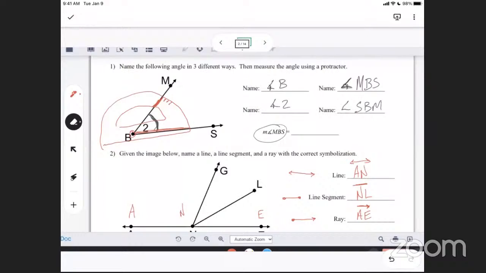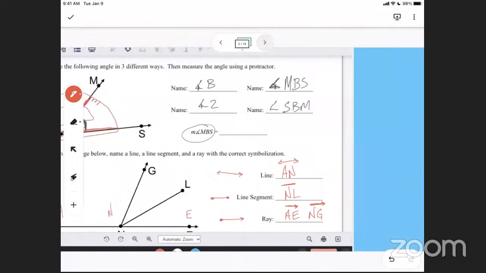So there's a lot of correct answers here, but those are just a couple of them. So for the ray, if you didn't want to write AE, you could have written, like you said, NG. Just make sure that you have the arrow going to the right toward the G. See how there's no arrow over the N and there's an arrow over the G. That's how you have to do those. Okay. All right. Let's go to the next one.